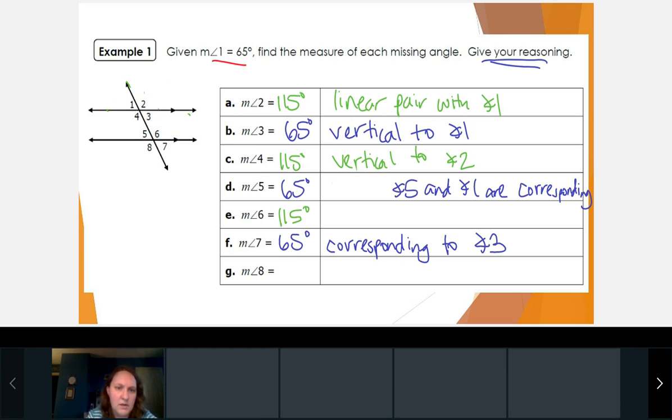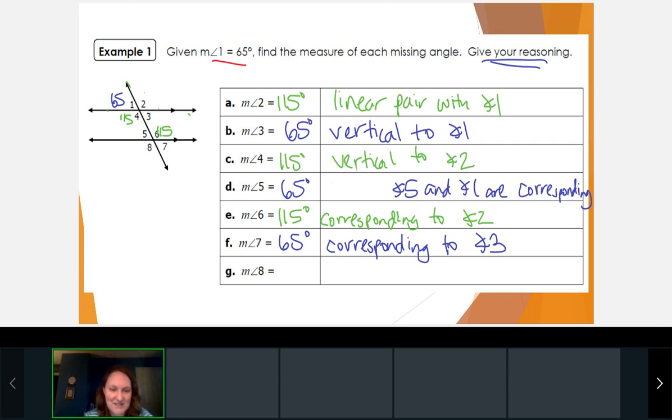There's different ways that you could say that angle 6 is 115. You could say that it's corresponding to angle 2. That'd be perfect. Or you could say that angle 4 and 6 are alternate interior angles. Because the lines are parallel, alternate interior angles have to be congruent. Either one would be right. So if you want to write corresponding to angle 2, perfect, that's great. Or if you want to write alternate interior angle to angle 4, that would be okay too.